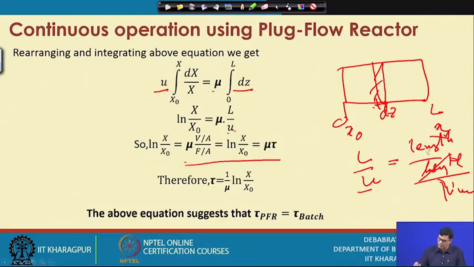So, length will cancel, though time will come. L by U is nothing but tau. So we can replace the ln x by x 0 equal to tau. The space time of the plug flow reactor is 1 by mu ln x by x 0. This is the same expression as in the batch process: tau of the plug flow reactor is equal to tau of the batch process.